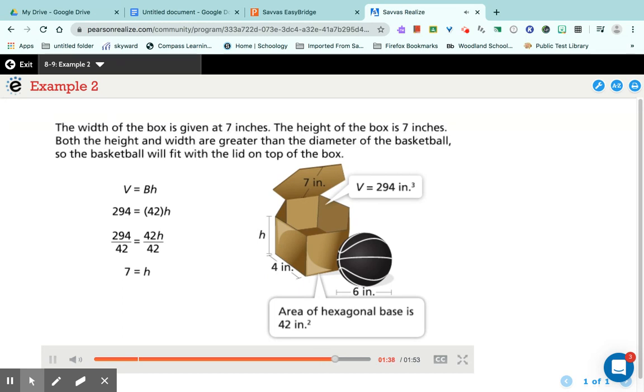The width of the box is given at 7 inches. The height of the box is also 7 inches. Both the height and the width are greater than the diameter of the basketball, so the basketball will fit with the lid on top of the box.